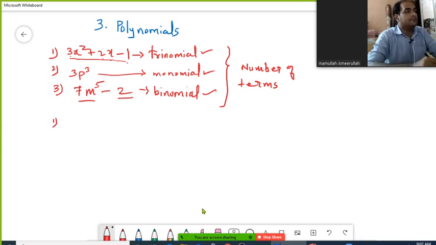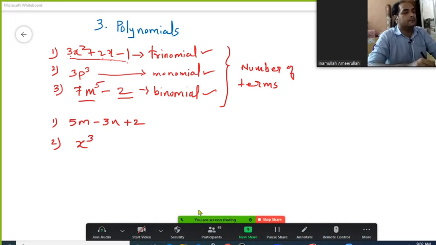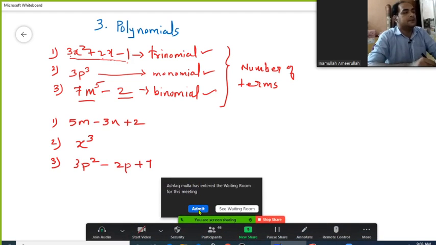For example, if you have a polynomial like this, 5m minus 3n plus 2. We have another polynomial which is x cube, and we have a polynomial as 3p square minus 2p plus 7.